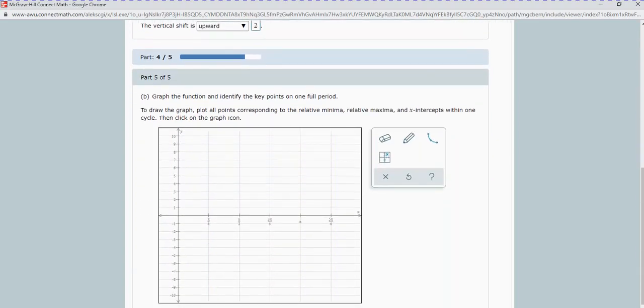So let's look again and let's see if there's any new information that we've been given. Okay, so we want to graph the function, identify key points on one full period. We want to plot all points corresponding to relative minima, relative maxima, and x-intercepts. So essentially where we hit the midline, where we go up, where we go down from there. So keep in mind where we normally cross the x-axis on the standard cosine and sine graphs, those values may have shifted depending on what's happening with our function. We want to graph the new values based on where they've shifted. Okay, so let's flip back over. Let's see if we can get our graph on paper, and then we'll translate our points over here to the graphing system.